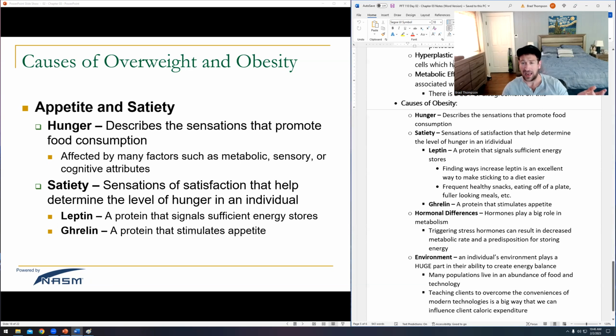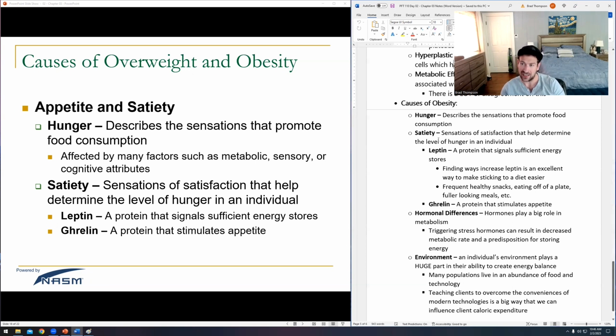It can be hunger. Your appetite has a big role to play. If the diet that you're giving your client is really hard to stick to, they're not going to be able to adhere to it. Not everybody has an unlimited amount of willpower. So hunger is a big deal.